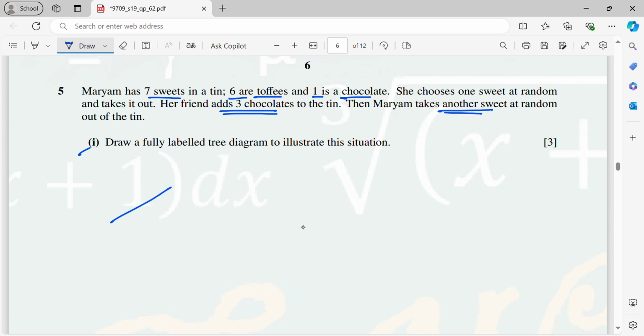Okay, so initially, 7 sweets. So over 7, over 7. And 6 are toffees. So here, toffees. And this will be chocolate. Okay, so 6 and 1. So she chooses 1 at random and takes it out. Her friend adds 3 chocolates. Okay, so here.